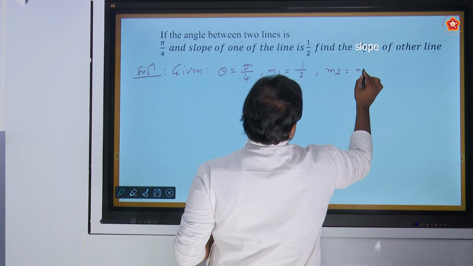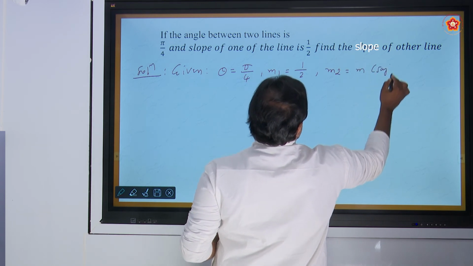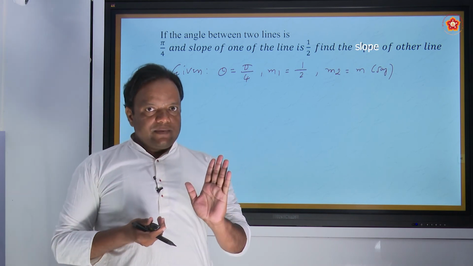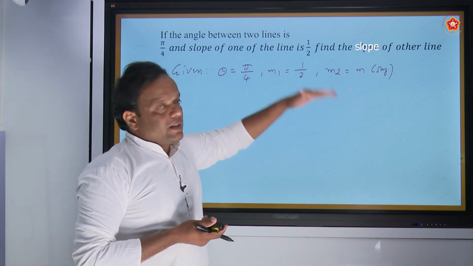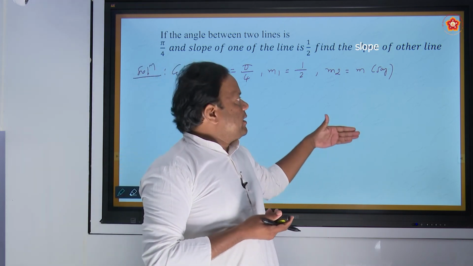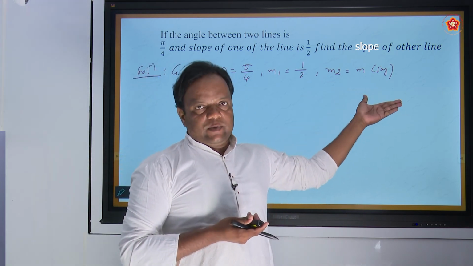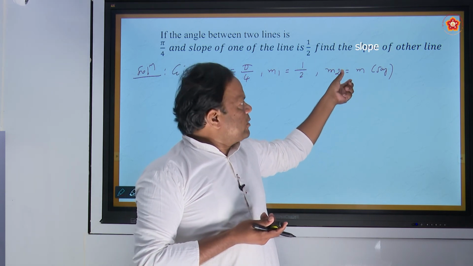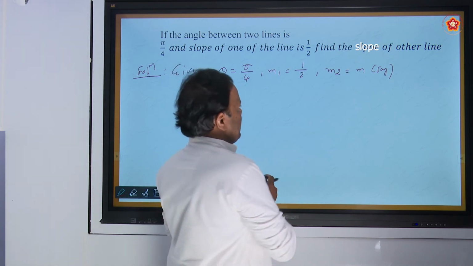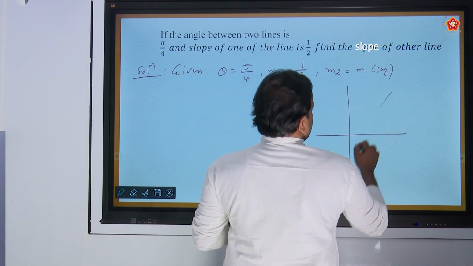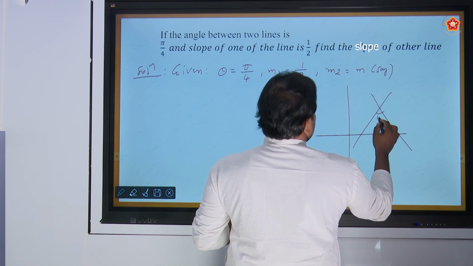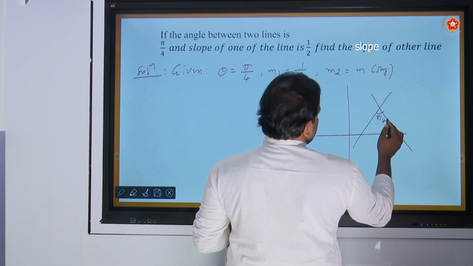Take m2 equal to m, say. Observe here, theta is given, one line's slope is given. We have to find the slope of the other line, that is m2. You take m2 equal to m, which means you have to find the value of m, because m2 is nothing but m. For these two lines, theta is given here, pi by 4, that means 45 degrees.